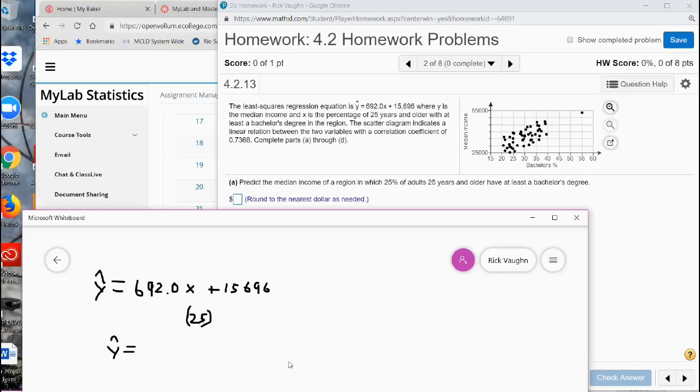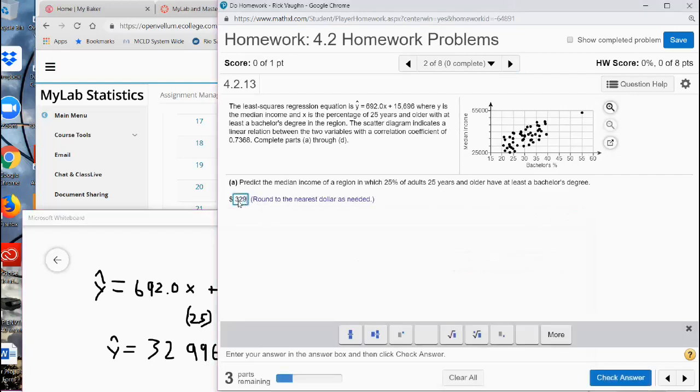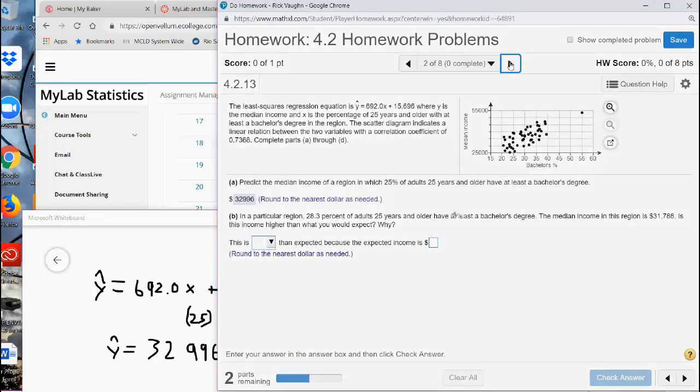So the predicted Y value is, and I need to do my calculator work here, 692.0 times 25 plus 15,696 equals 32,996. And that's what I'll type into the box for part A. So that's using the regression line to make a prediction, 32,996. All right, like I said, I'm going to skip the other 2 parts of this particular question, and I'm going to go on. I want to look at at least a couple more.